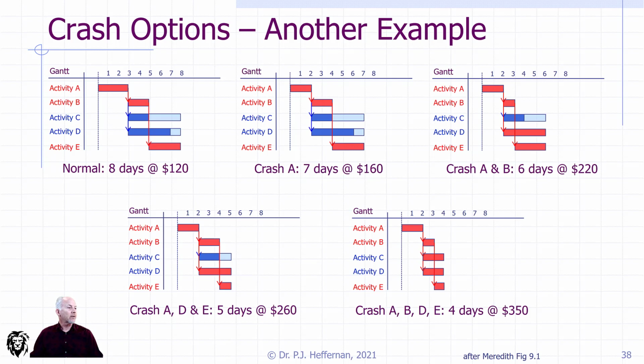So we've already talked about the normal, which is up in the top left, 8 days at $120. If we crash A, we go to 7 days at $160, and we've compressed the project there. If we crash both A and B, we can get it down to 6 days, but now we're up to a cost of $220. And then to go beyond that, we're not going to do A and B. We're going to do A, D, and E, which gets us down to 5 days at $260. And if we crash A, B, D, and E, we get down to 4 days and $350.